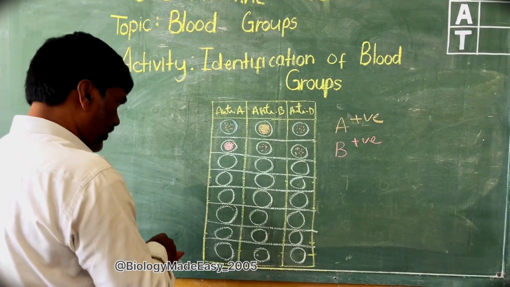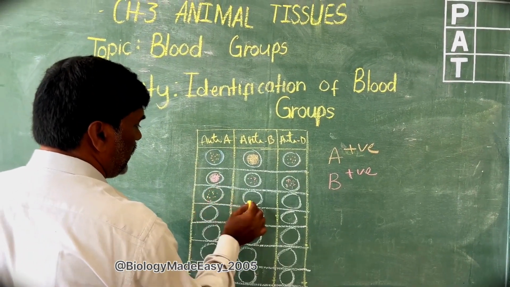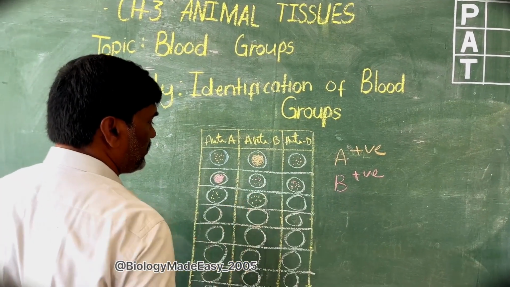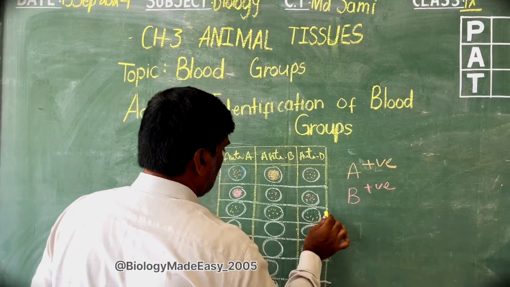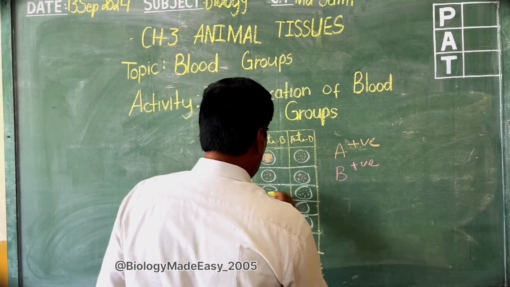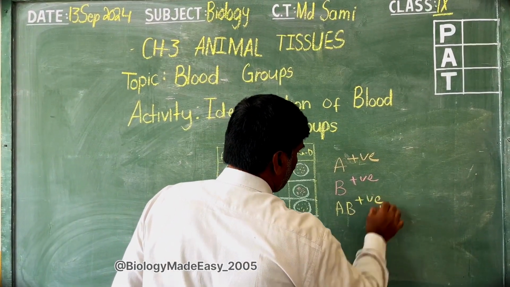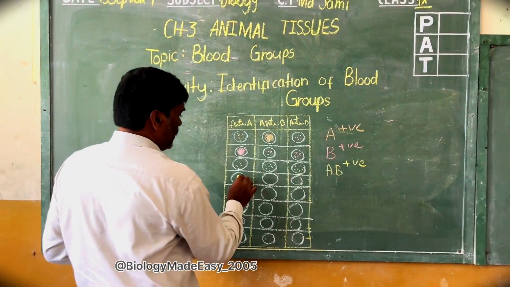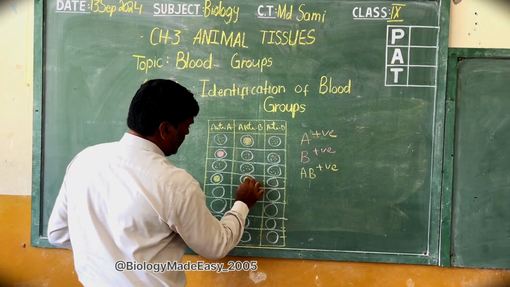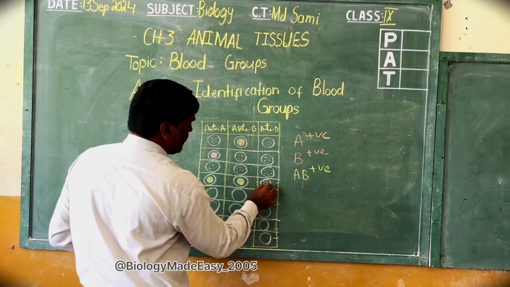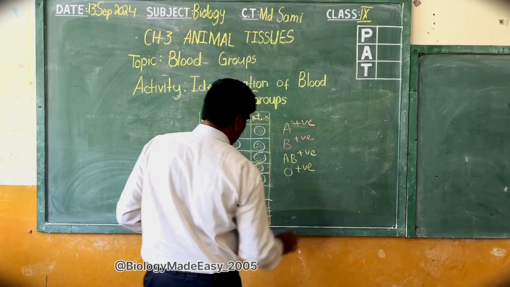Next, we can see clotting in anti-A, clotting in anti-B, and clotting in all three. So this is AB positive. Next, we see there is no clotting in anti-A, no clotting in anti-B, only clotting in anti-D. That group is called O positive.